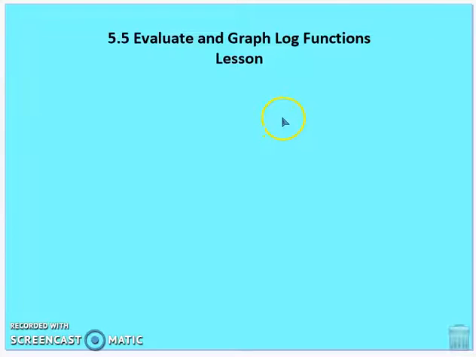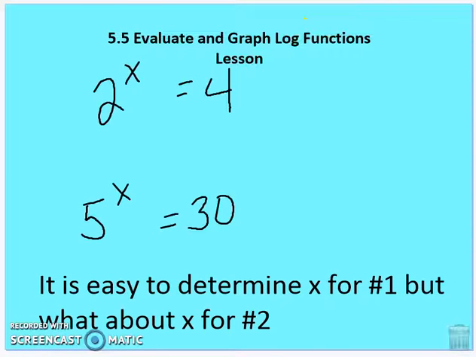Welcome to Autumn Math. In this edition of Autumn Math, we're going to talk about evaluating and graphing log functions. All right, so let's talk about some of the purposes of logs.